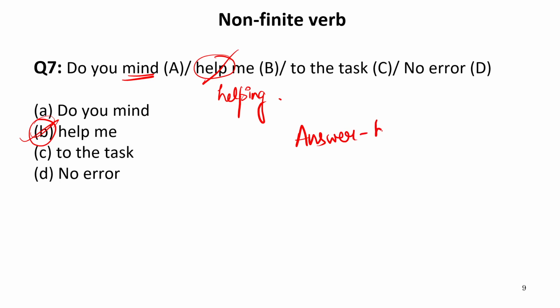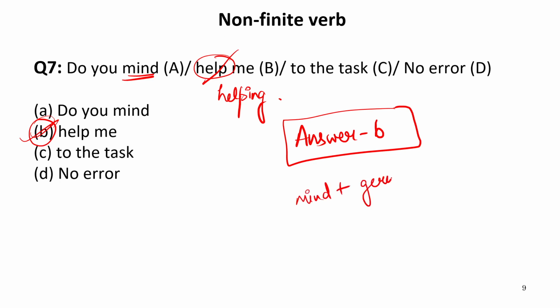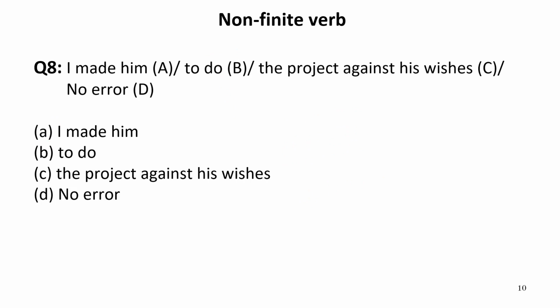So our answer is B because after any of these words we always use gerund. With mind or after mind we use gerund. Gerund means verb with ing. Whenever we add ing to a verb to make it a noun form, it is known as gerund. Now let us move to the next one.